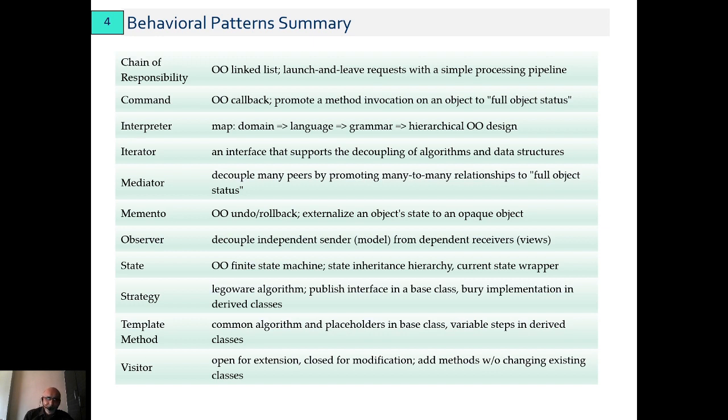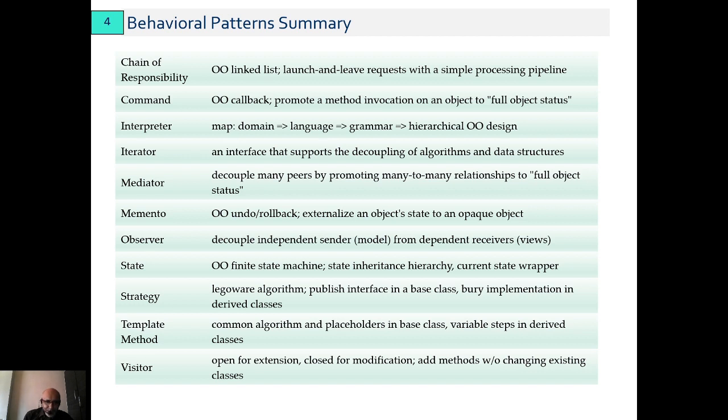Interpreter, you all know. Iterator, for n number of times, you have the iteration of algorithms. Those work on data structures, that is decoupling algorithms and the data structures. Mediator, as the name suggests, forms many to many relationships amongst the peers. Memento, that is about the externalization of an object's state to an opaque, that is shapeless object. Observer, decoupling the independent sender from the dependent receiver.